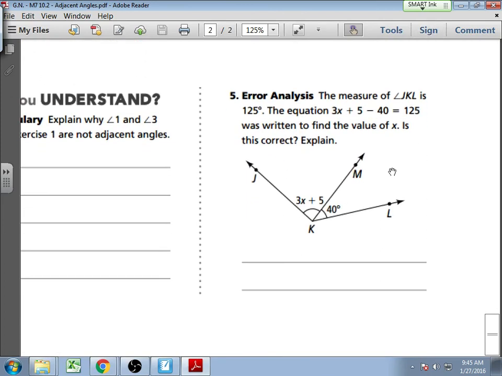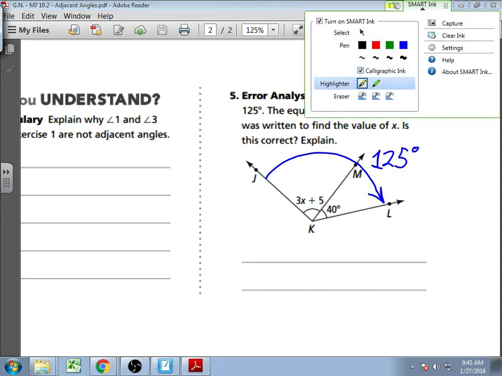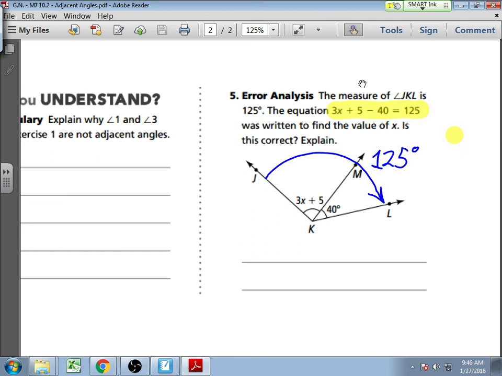All right, we're gonna check the error analysis. So JKL, I'm gonna label what they tell me. JKL is 125 degrees. The equation 3x plus 5 minus 40 equals 125 was written to find the value of x. Zach, you are actually the only person I haven't talked to yet today. Is that equation right? Or is there an error that we need to fix? Is that equation what I want to use, or did somebody mess up?